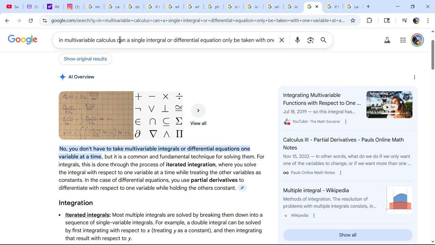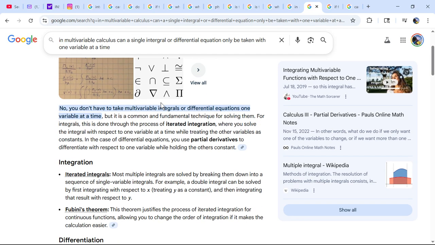In multivariable calculus, can a single integral or differential only be taken with one variable at a time? Yes, like you can do a triple integral. You can differentiate with respect to both x and y, but you do so in steps, one thing at a time. There might be other methods where you do things all at once. But partial derivatives are a partial of the function with respect to x plus a partial of the function with respect to y.